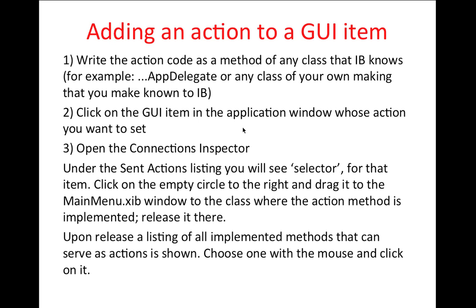And then you want to click on the GUI item in the application window whose action you want to set, and then you open up the connection inspector and you drop it, which is essentially what I described for you in the last slide. So under the sent actions list, you'll see the selector for that particular item. Click on the empty circle, drag it to the window itself, to the item, release it, and the automatic connection is created. Upon releasing, a listing of all of the implemented methods that can serve as an action for that one is going to be shown.